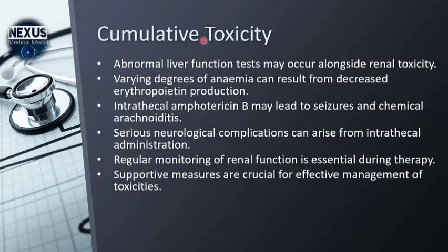Continuing with the cumulative toxicity, abnormal liver function tests may occur alongside renal toxicity, and varying degrees of anemia can result from decreased erythropoietin production, right? Because erythropoietin is produced by the kidney, right? So if the kidney is affected, that could alter the production of erythropoietin, and if there is decreased erythropoietin, there is decreased erythropoiesis, and there is a decreased level of red blood cells known as anemia.